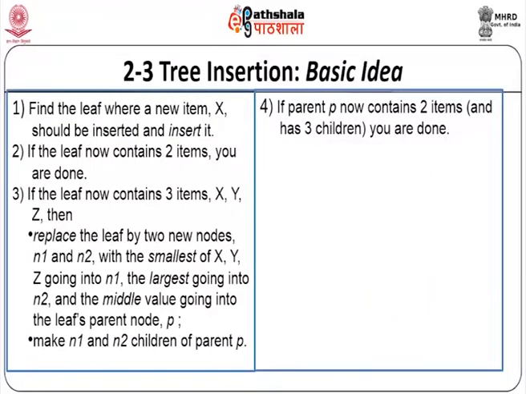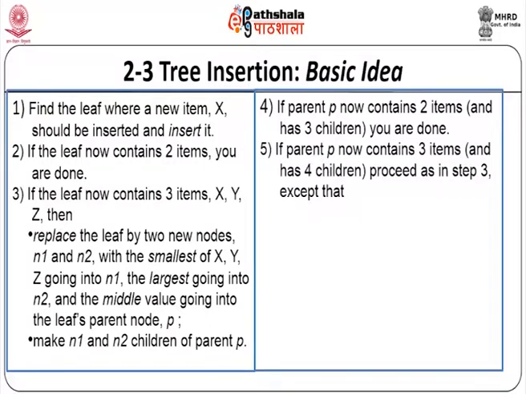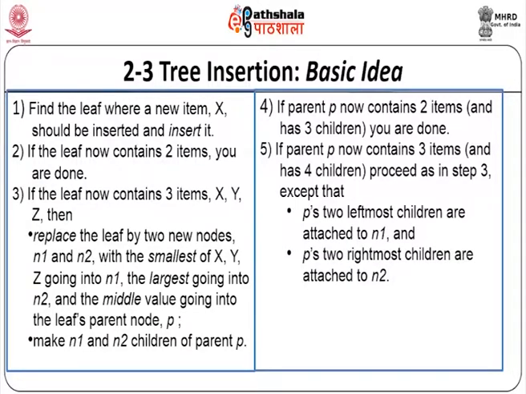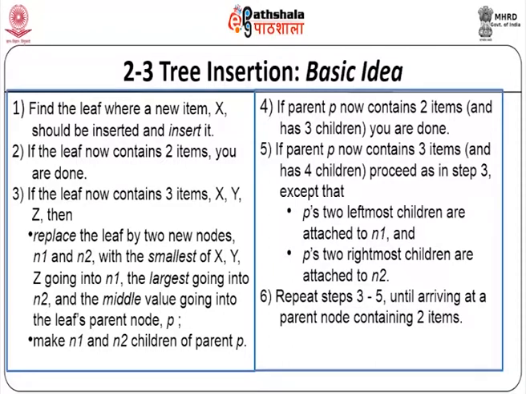So, if parent p now contains 2 items, and now has 3 children, you are done. But if the parent now contains 3 items and 4 children, then you have to proceed again to step 3 and do the same operation again. P's 2 leftmost children are attached to n1 and the 2 rightmost children are attached to n2, and repeat steps 3 to 5 until arriving at a parent which contains only 2 data items.